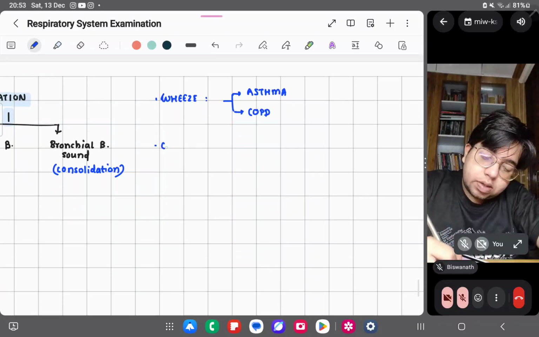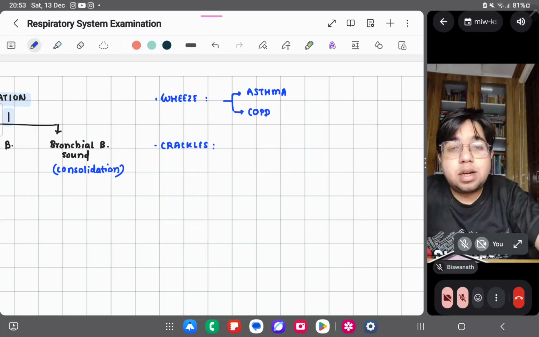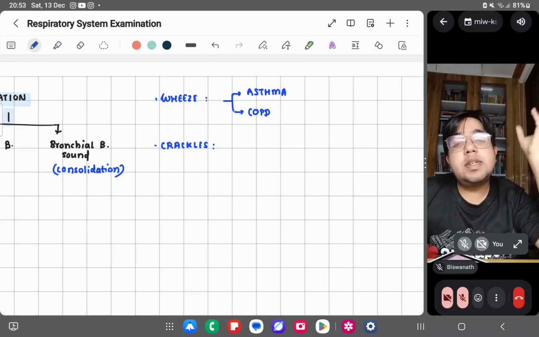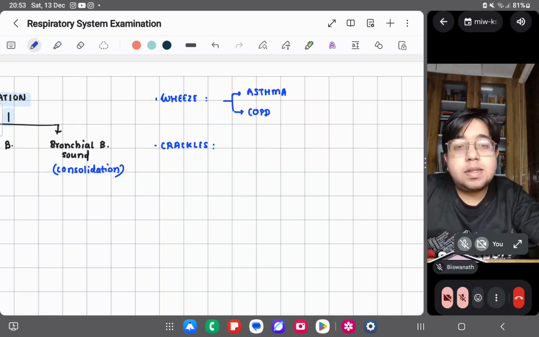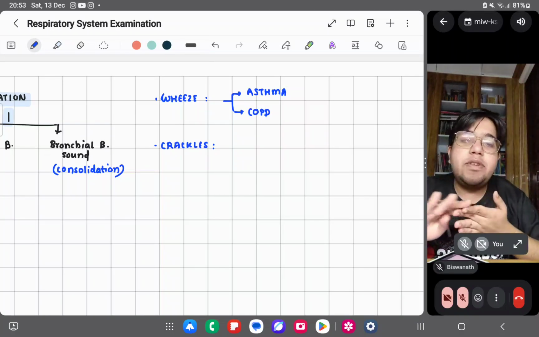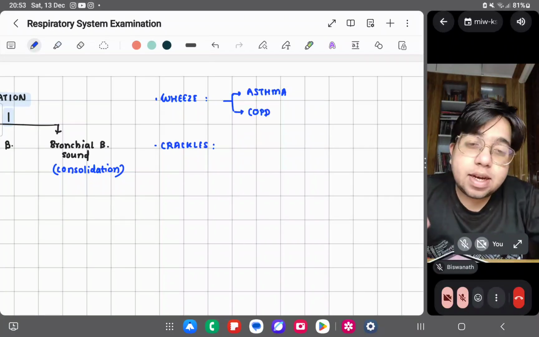So crackles. What are crackles? Crackles are like the soft bursting of crackers. The small crackers, when they burst softly: crack, crack, crack, crack, like this type of crackles. Wheeze is a different type of sound. And a pleural rub is basically like when you rub two papers. Pleural rub occurs in pleurisy.